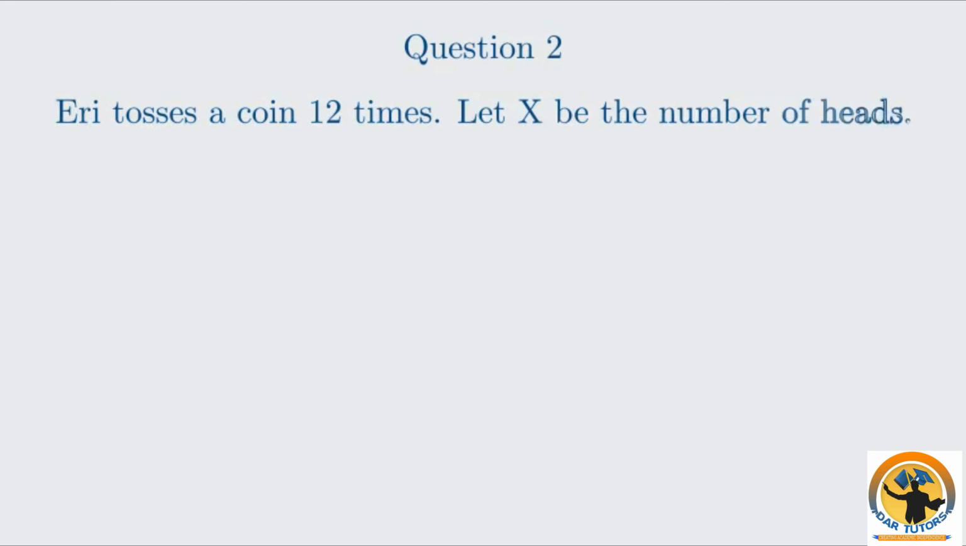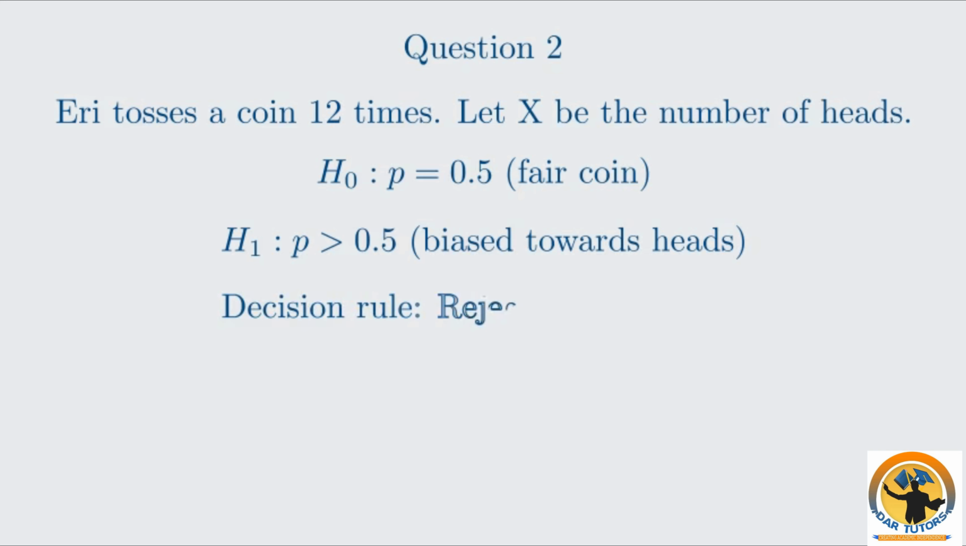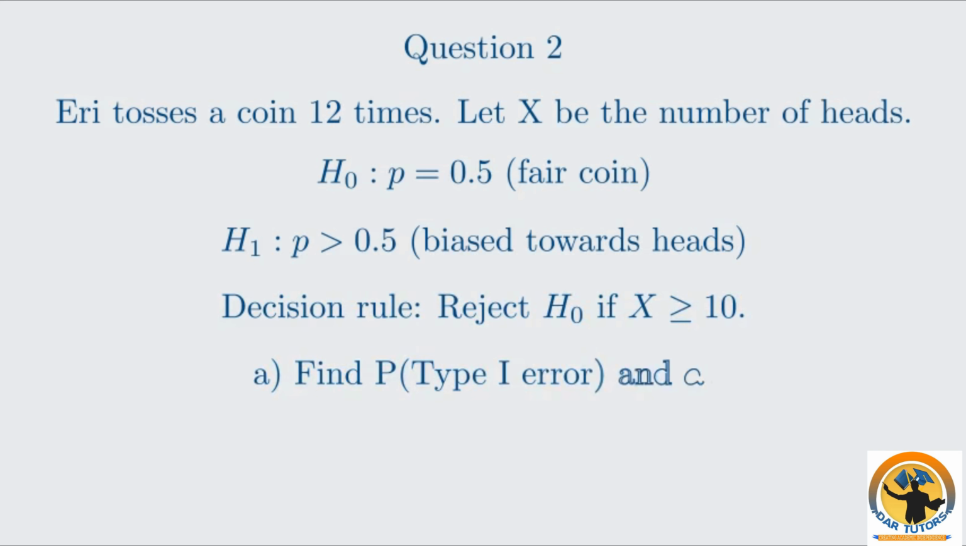Question 2 is about a coin that may be biased. Eri believes her coin is fair, so the probability of a head, p, is 0.5. Her friend Mayuki thinks it's biased, with p greater than 0.5. To find out, Eri tosses the coin 12 times and rejects her belief, rejects H0, if she gets 10 or more heads. Part A asks for the type 1 error probability and significance level.